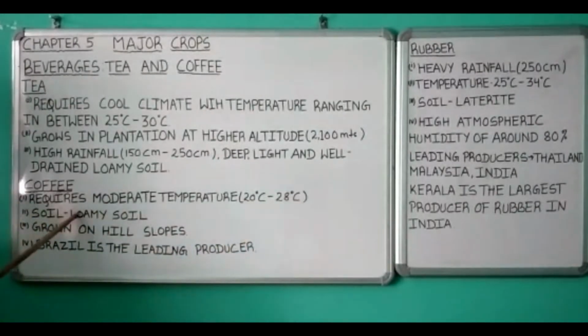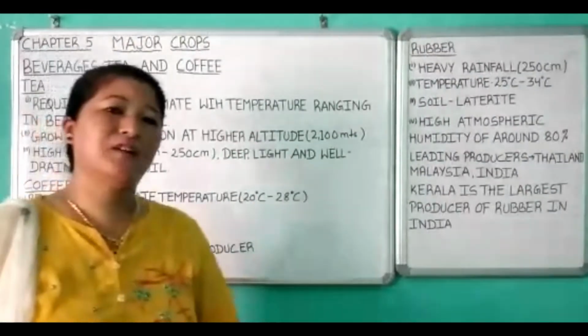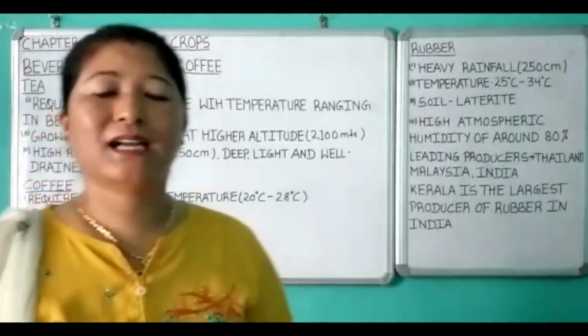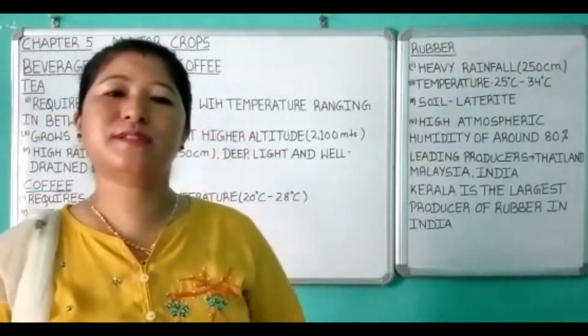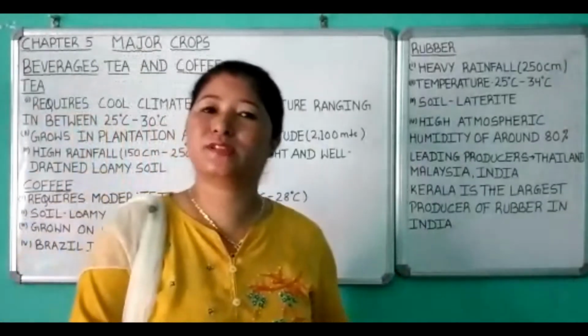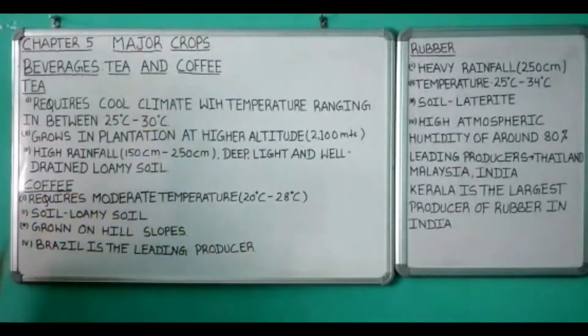Then the soil is loamy soil. Then it grows on the hill slopes. Same as tea, coffee, both these crops are grown on the hill slopes because stagnant water is harmful for the plant. They cannot grow otherwise, the stagnant water will destroy the entire plant. Therefore it's usually grown on the hill slopes.